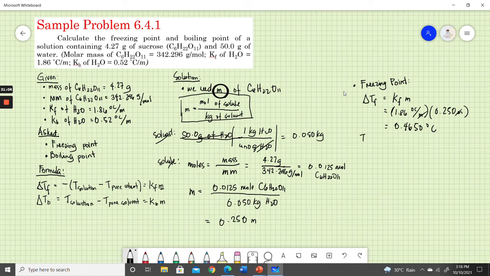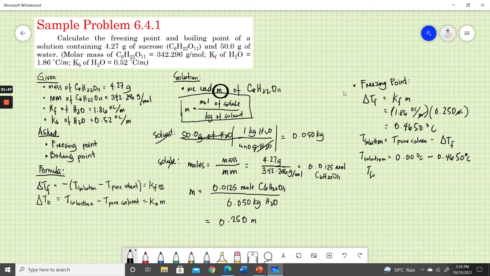To get the new temperature of your solution, what you need to do is, remember, you have to subtract this from the temperature, in this case, the freezing temperature of your pure solvent minus the delta Tf. So the new temperature of the solution is equal to 0.00 degrees Celsius. This is 0.00 because your pure solvent is water. The freezing point of water is 0.00 degrees Celsius minus 0.4650 degrees Celsius, which is the change in the temperature.